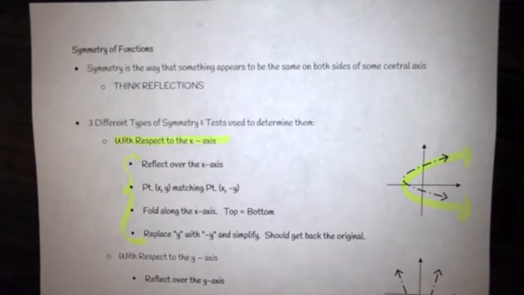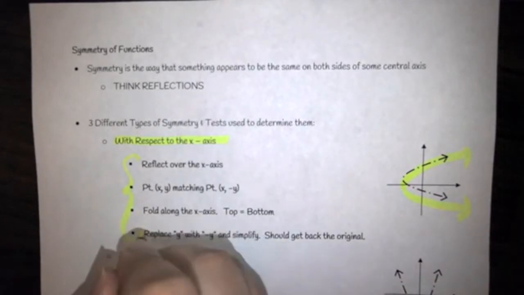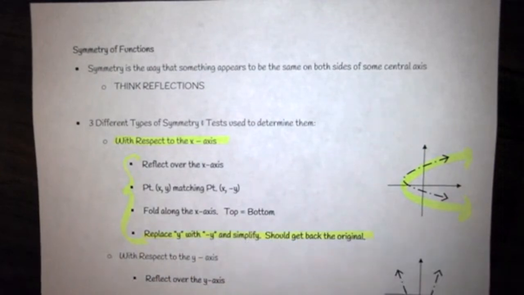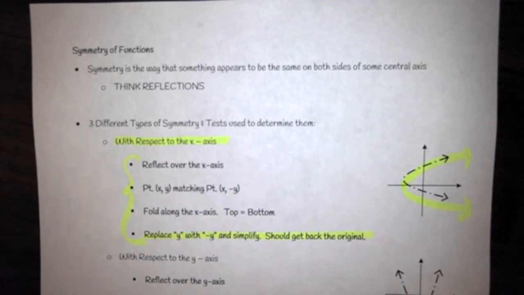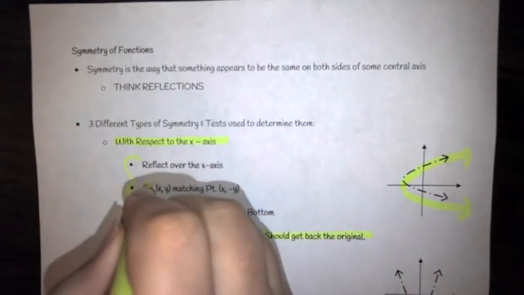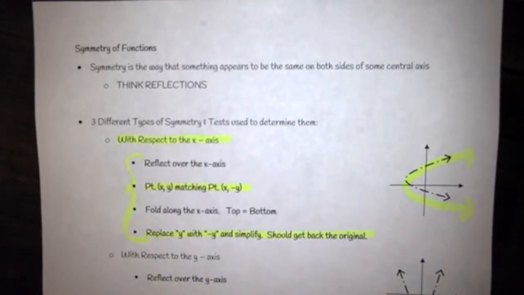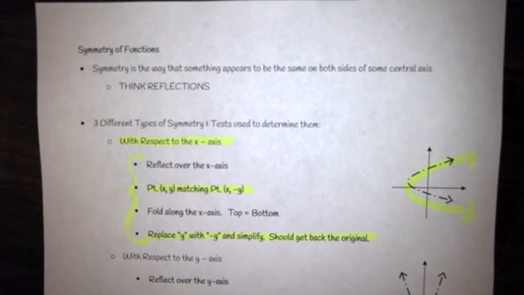Now, one of the most important things when we're testing is that you're going to replace y with negative y and resimplify. If you have x-axis symmetry, then your simplification will give you back the original equation that you had. The other thing to notice is that if we're looking at point for point, your original point's matching point will have the negative y value.